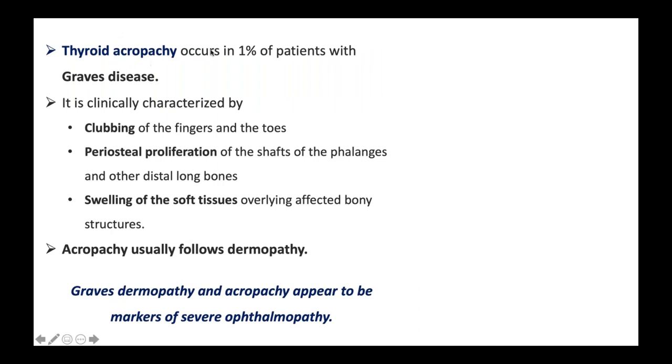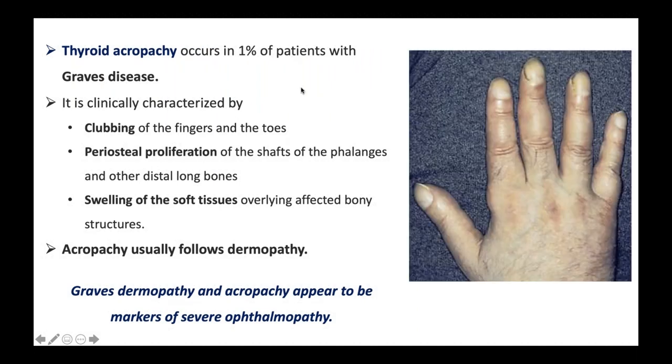Next is thyroid acropathy, which occurs in up to 1% of the patients with Graves' disease, and this is clinically characterized by clubbing, periosteal proliferation of the shafts of the phalanges and other distal long bones, and swelling of the soft tissues overlying the affected bony structures. So acropathy tends to follow dermopathy, and what is important is that both of these are markers of severe ophthalmopathy. So whenever you see these clinically, the patient needs to be evaluated for eye involvement.